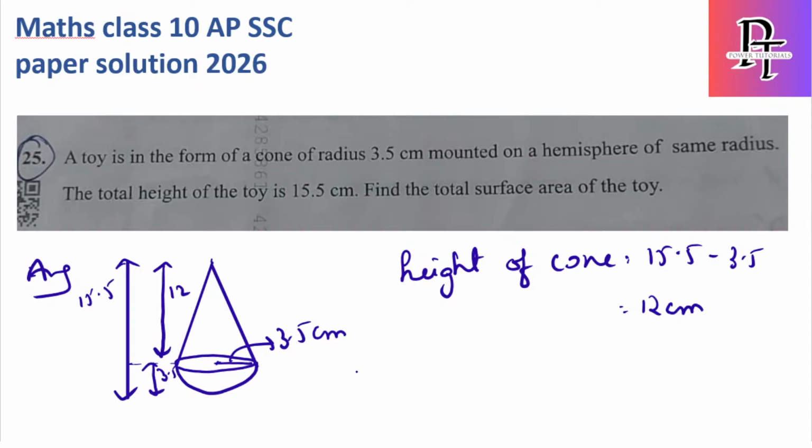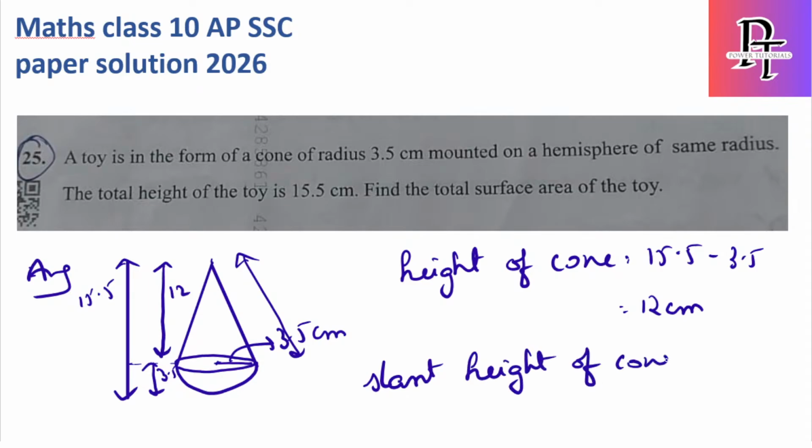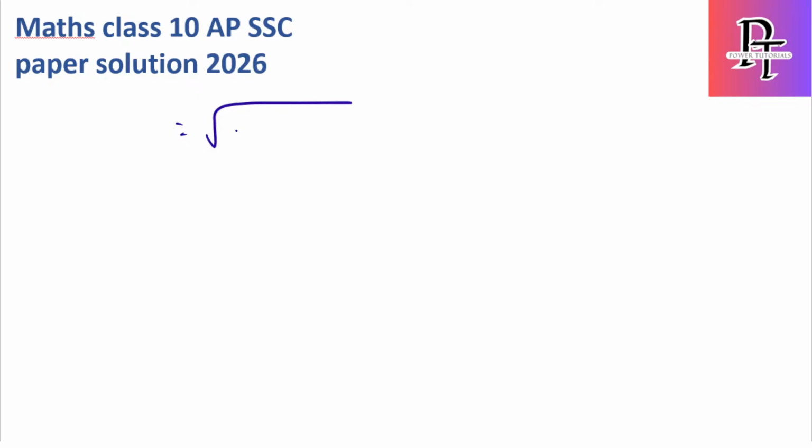So what is slant height? Slant height, this value we are asking about. Slant height of cone is equal to root of 12 square plus radius 3.5 whole square. So 12 square is 144. 3.5 square is 12.25. Let me just check.